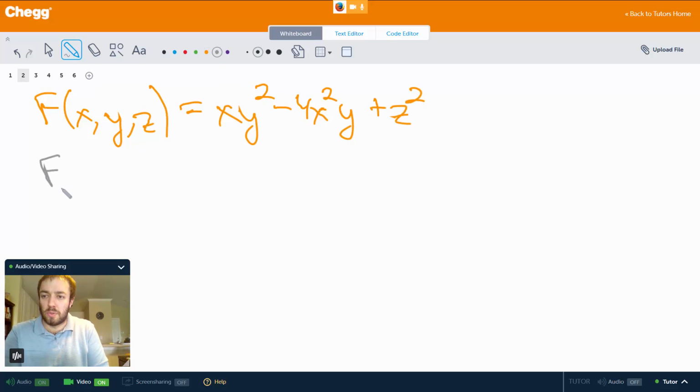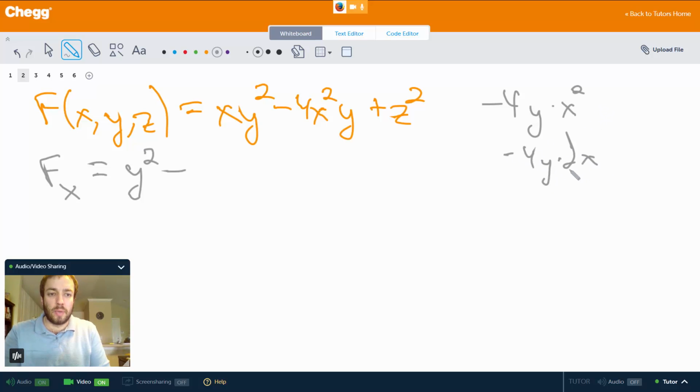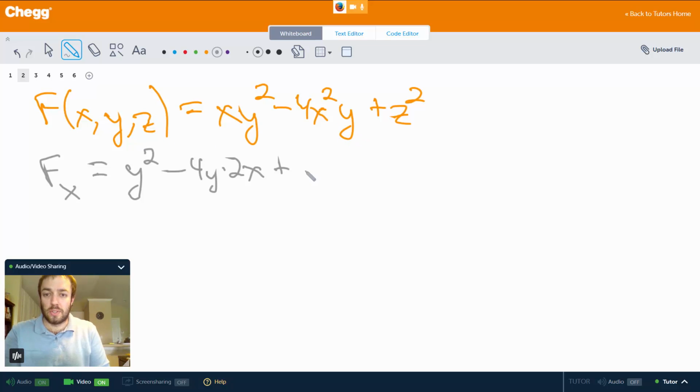So let's find the partial of f with respect to x. Now remember, when we do this, we treat y and z as constants. So this is like a constant multiple of x, which means the derivative with respect to x is just going to be y squared. And then here, we can rewrite that as minus 4y times x squared. So then the derivative is going to give us minus 4y times 2x. And then z squared is just a constant with respect to x, so we just get 0. And then we simplify this to y squared minus 8xy.